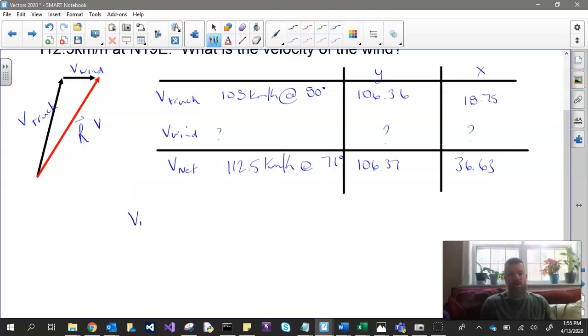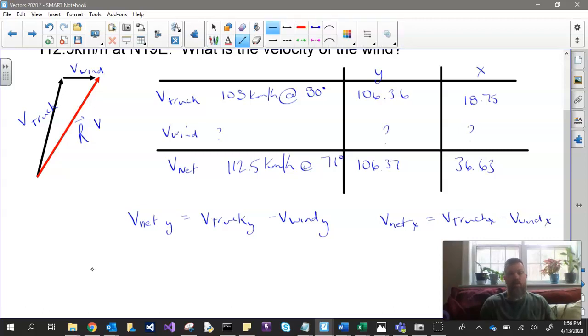So you remember V net in the y direction, so the y first, but you can do x first, is the velocity of the truck in the y direction minus the velocity of the wind in the y direction. And then we do the same thing in the x direction. Velocity net in the x direction equals velocity of the truck in the x minus the velocity of the wind in the x.